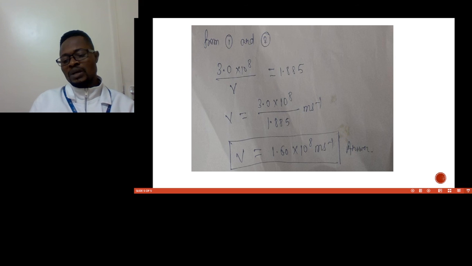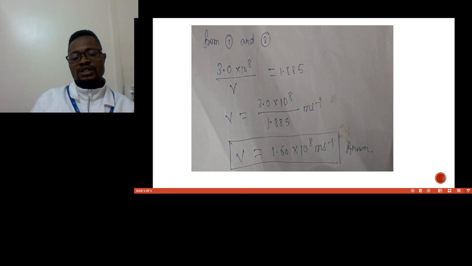And this is how we calculate the speed of light in a medium using the incident angle and also the refracted angle, the angle of refraction. I hope this video has helped you. This is the answer to your assignment and to your homework for those of you who requested this video.